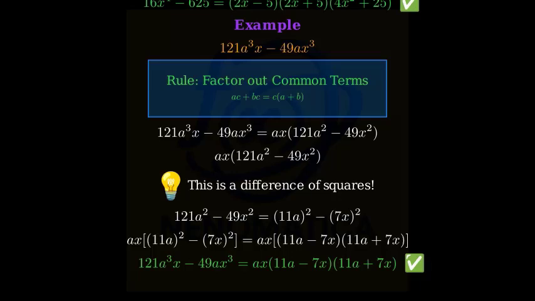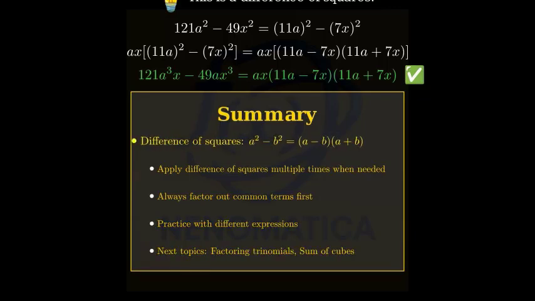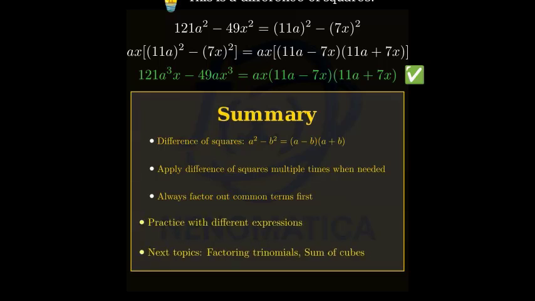Let's summarize what we've learned about factoring algebraic expressions. We've seen three key factoring patterns. First, the difference of squares: a squared minus b squared equals (a minus b) times (a plus b). Second, we can sometimes apply the difference of squares multiple times to factor completely. And third, always look for common factors first before applying other factoring techniques. Try practicing these techniques with different expressions to build your factoring skills.